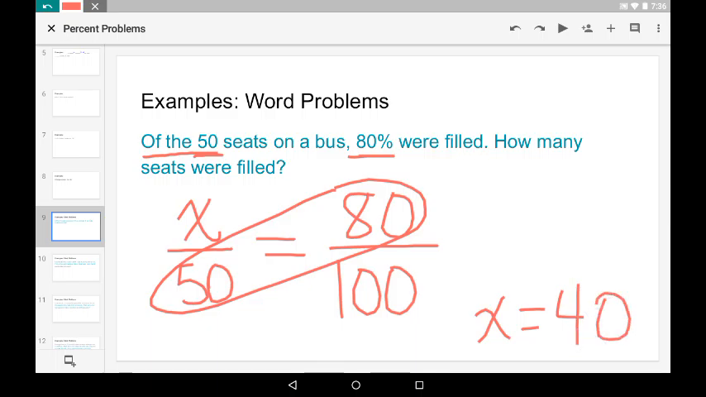I don't have space on the little screen here, but since this is a word problem, if there isn't a sentence already given to you in the question where you have to fill in a blank, you need to write a sentence. So a good sentence for this would be something like, 40 seats on the bus were filled. Very simple. Just look at the question. How many seats were filled? 40 were filled.